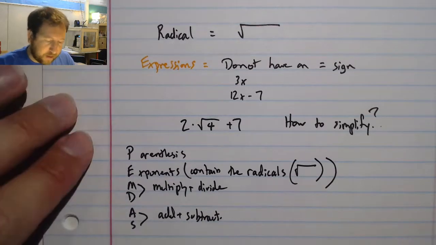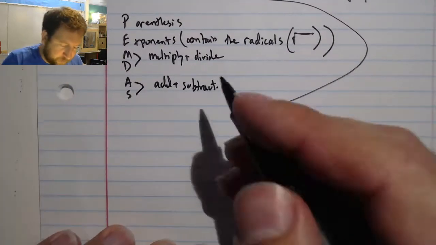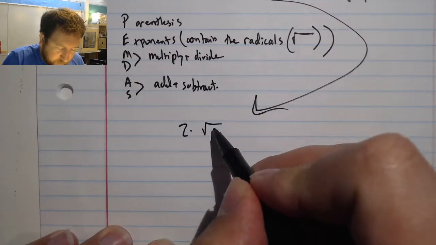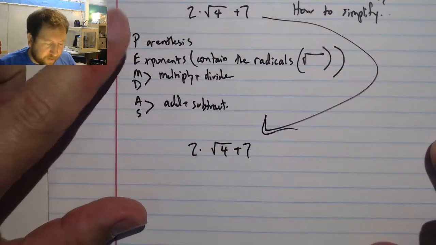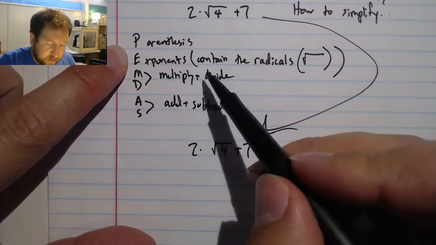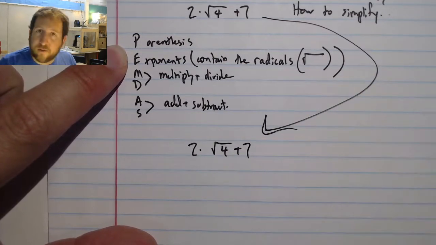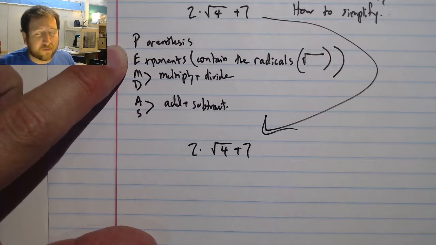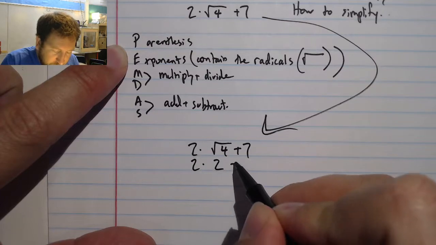So let's take a look again at this symbol, and we'll bring it back down to keep looking at it. We have 2 times the square root of 4 plus 7. Well, if I go through my steps, so my parentheses, I don't have any parentheses in this case. Next, my exponents contain the radicals. Okay, so I'm going to simplify all of my radicals. Square root of 4, what times itself is 4? Well, that's 2. So I can rewrite this as 2 times 2 plus 7.